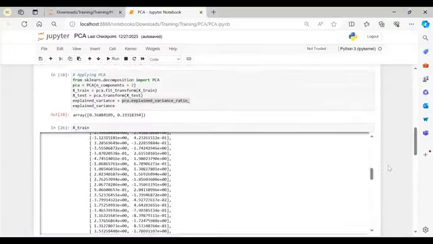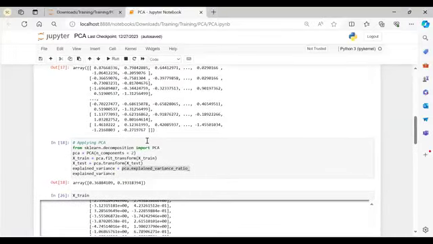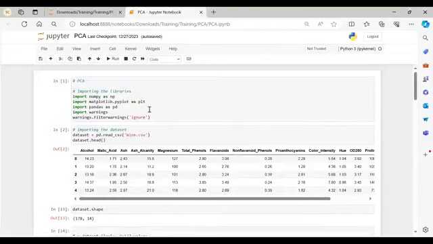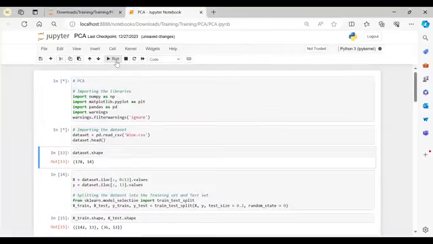So what further iteration can you do? You can just change the number of components to three and then perform it. Okay, so let's do it. Let's run this.